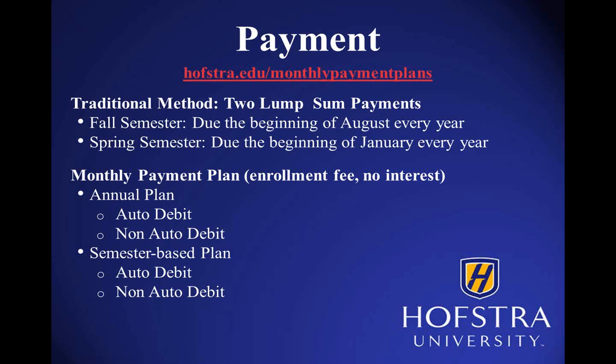The payment plan is exclusive to online payment by either auto debit, where you enter your payment information online once, and on the due date each month, Hofstra's electronic payment system automatically deducts the payment from your account, or non-auto debit, where you must return to the online system to make the payments every month. For the chart outlining the payment plan options and fees, see hofstra.edu/monthly payment plans.